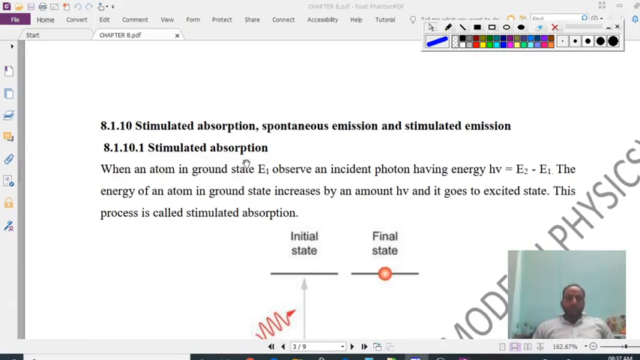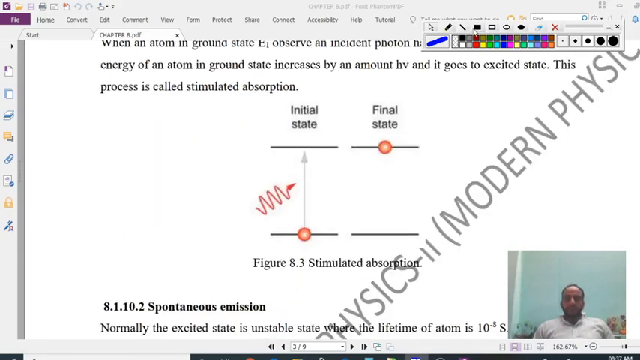First is stimulated absorption. When an atom in ground state E1 absorbs an incident photon having energy h nu equal to E2 minus E1, the energy of an atom in ground state increases by an amount h nu and it goes to excited state. This process is called stimulated absorption. This is shown in the figure.